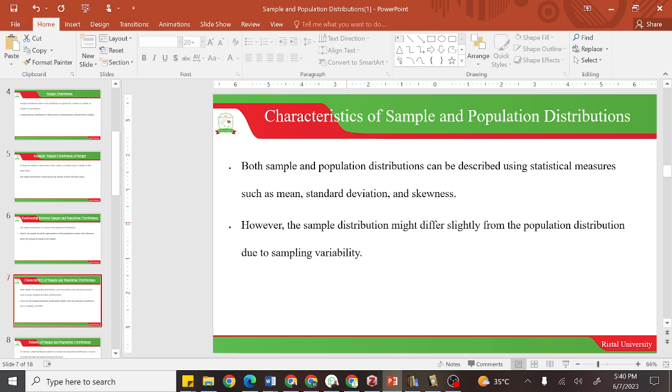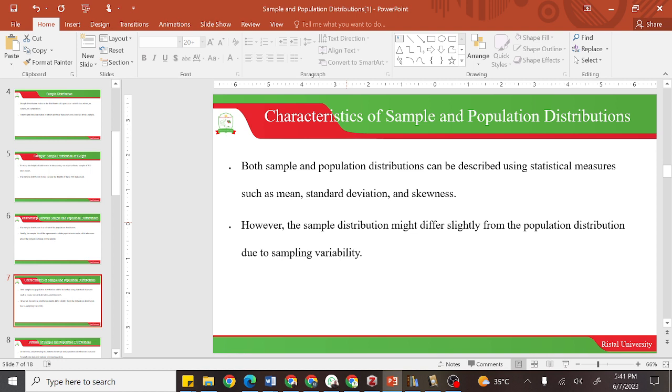So whether you take measurements from the entire population, or whether you take measurements from a sample, the statistical measures that you use will basically be the same. If it is the height, you look at the mean height, then you look at the standard deviation, the range if you're interested, and things like that, and also skewness. You'll be interested in those things. So you can still apply the same statistical methods, whether it is a sample or population.